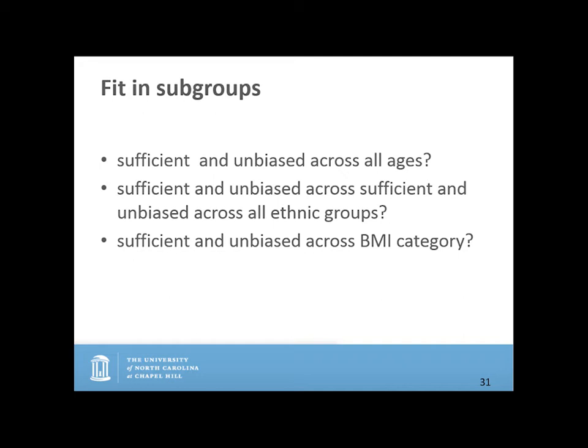Were they sufficient and unbiased across ethnic groups and across BMI categories? So we went through creating lasso equations in each of these subgroups and comparing those equations to the answer for that subgroup using the equation that we created to apply to the entire sample. And what we found was there was very little difference, and there was no reason to create separate equations in separate subgroups. So that was a nice thing to learn.